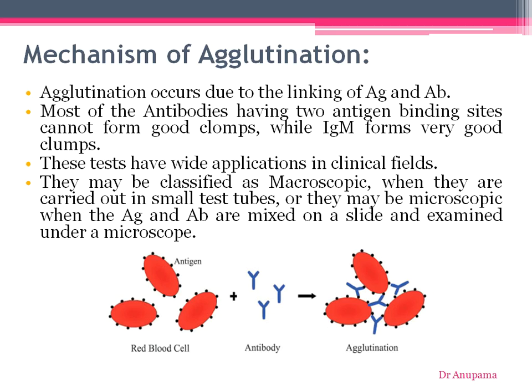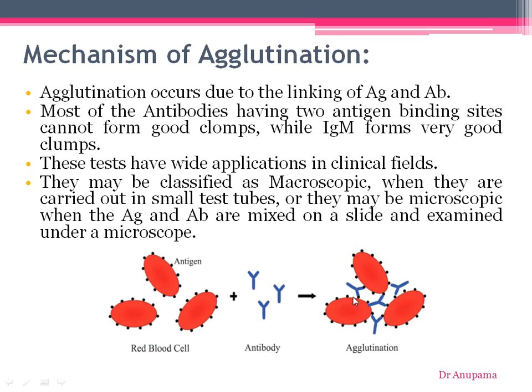Coming to the mechanism of agglutination. Agglutination occurs due to the cross-linking of antigen with the antibodies. We see that an antibody can bind to two antigens. It has two antigen binding sites. So here, a single antibody cannot form these clumps, while if it is an IgM, it has 10 antigen binding sites because it's a pentamer, and it can lead to the formation of good clumps.